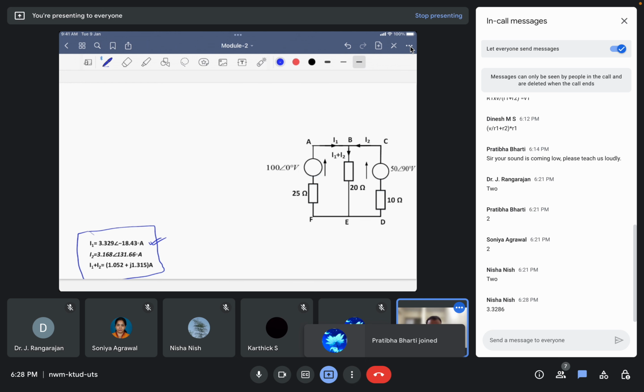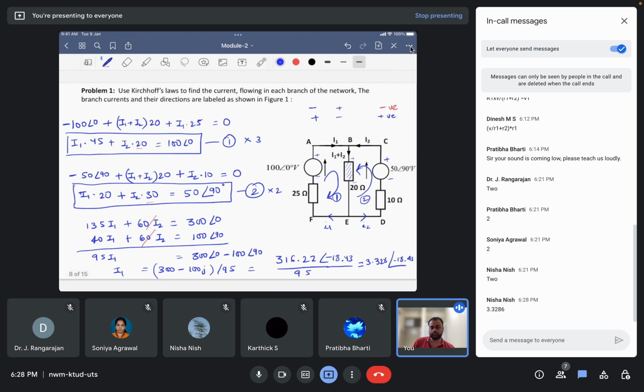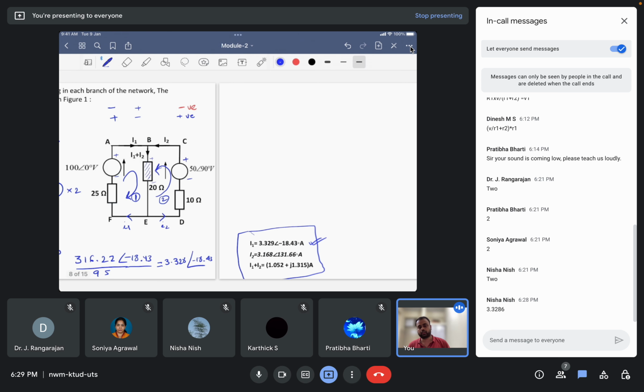So you can substitute this value in any of the equations, either equation 1 or equation 2, to get I2. So again, this will be a vector calculation. Yeah, so in the last class, I asked a question whether current is a vector quantity or a scalar quantity. So please write your answer in the chat box. Is current a vector or a scalar?